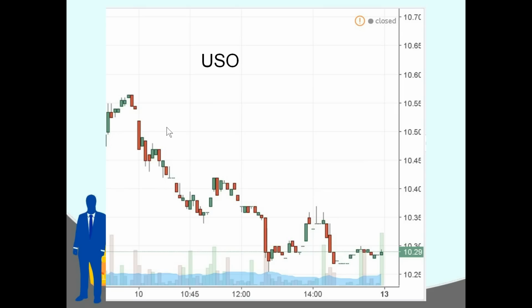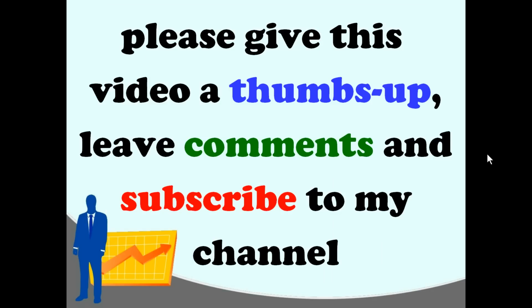Okay, here's USO, which represents oil, and it gapped down, and then from, let's say, here to about here, if this is the high and this is the low of the opening range, it went down below it. And if you had sold that breakdown to the downside below the opening range and held on, you could have had a stop loss around here, would not have been stopped out, and you could have profited quite well. Alright, so these are some examples of a very simple day trading strategy involving the opening range.